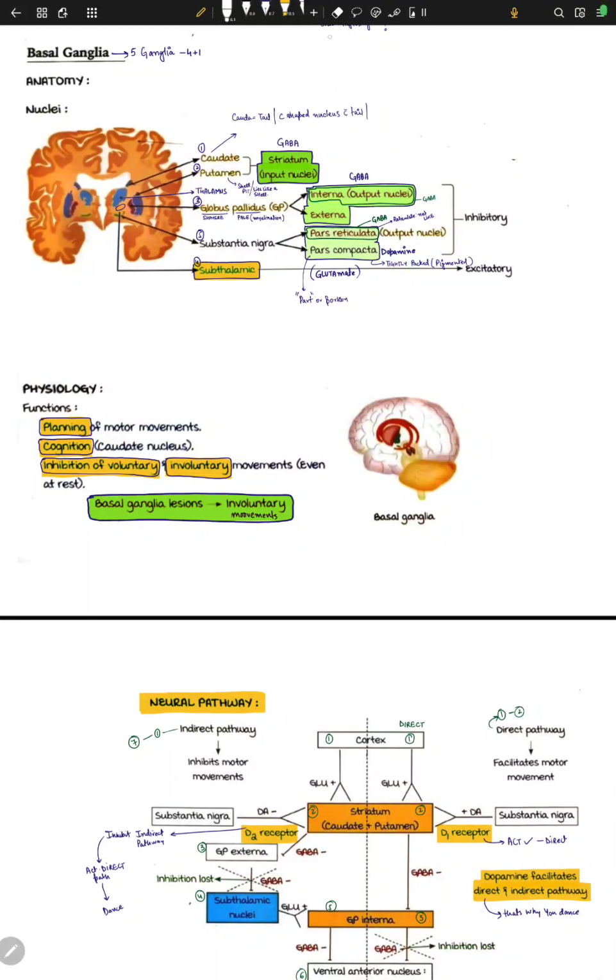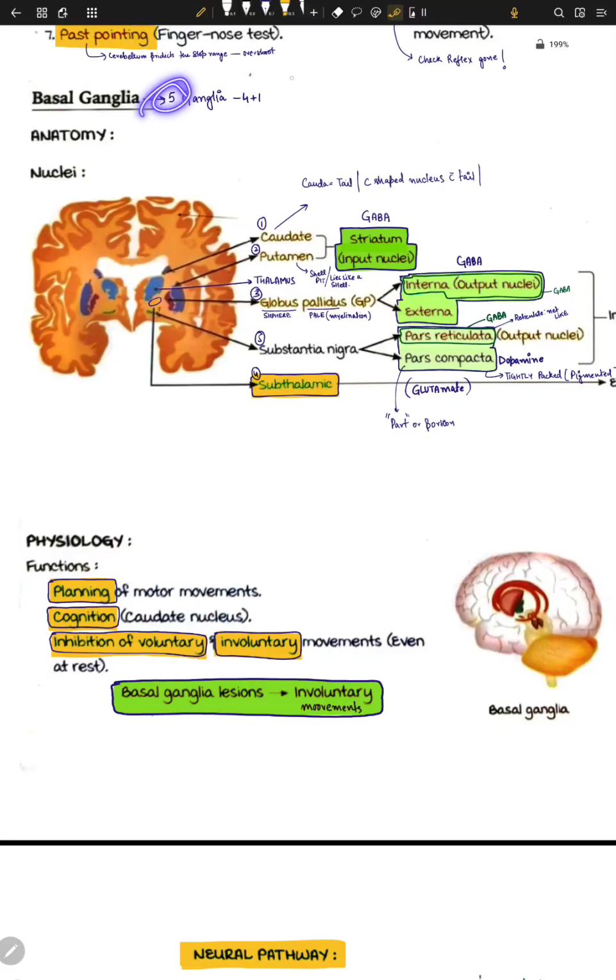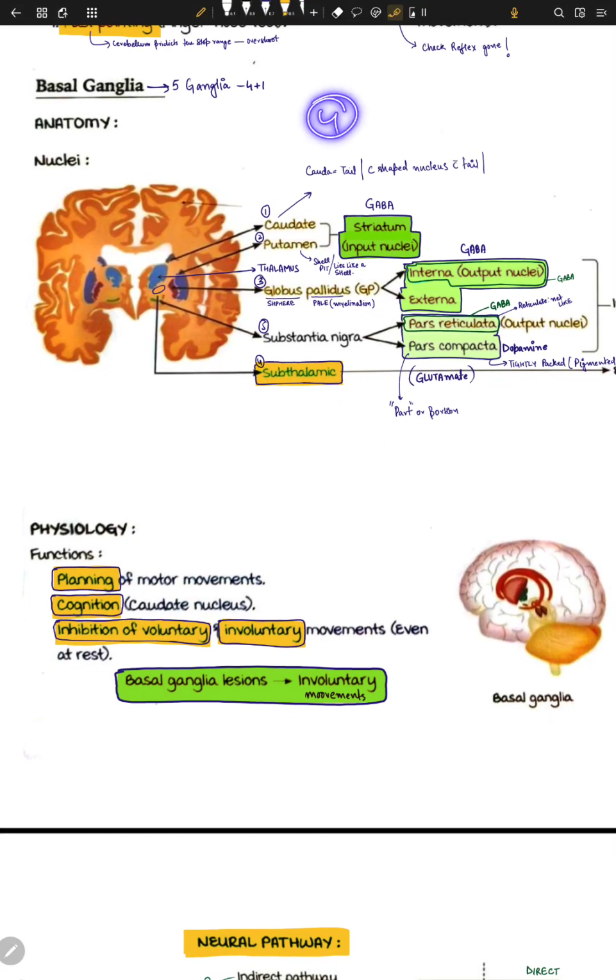Basal ganglia means that it's on a base, and ganglia means just a bunch of neurons, a collection of neurons. We call it ganglia. So for the basal ganglia, the lucky number is 5. It means 4 plus 1. So 4 nuclei, 4 ganglia are inhibitory and 1 is excitatory.